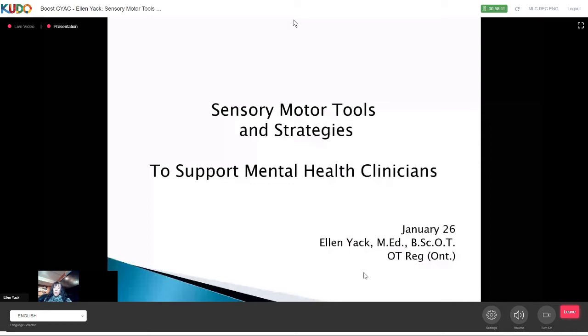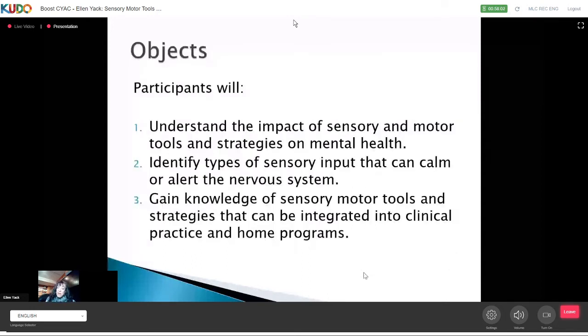So today we're talking about sensory motor tools and strategies to support mental health clinicians. My objectives are for you to understand the impact of sensory and motor tools and those strategies on mental health, to identify types of sensory input that calm and alert the nervous system. And I want you to gain knowledge of the sensory motor tools and strategies that can be integrated into your clinical practices and home programs.